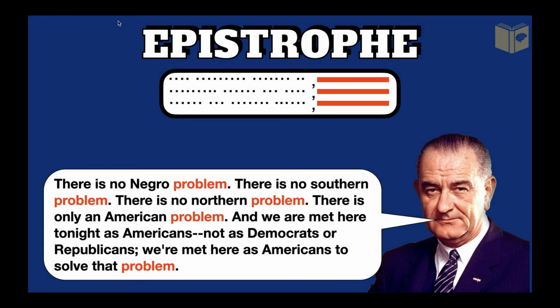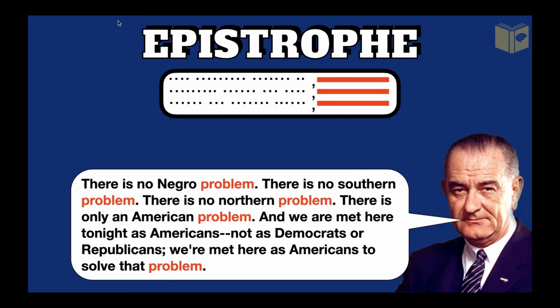Lyndon B. Johnson finishes each sentence or clause with the word problem, highlighting that there is one, and as a nation rallying support, rallying the country, its citizens, its politicians to solve this problem and come together unified. Just like anaphora, epistrophe can be really effective.